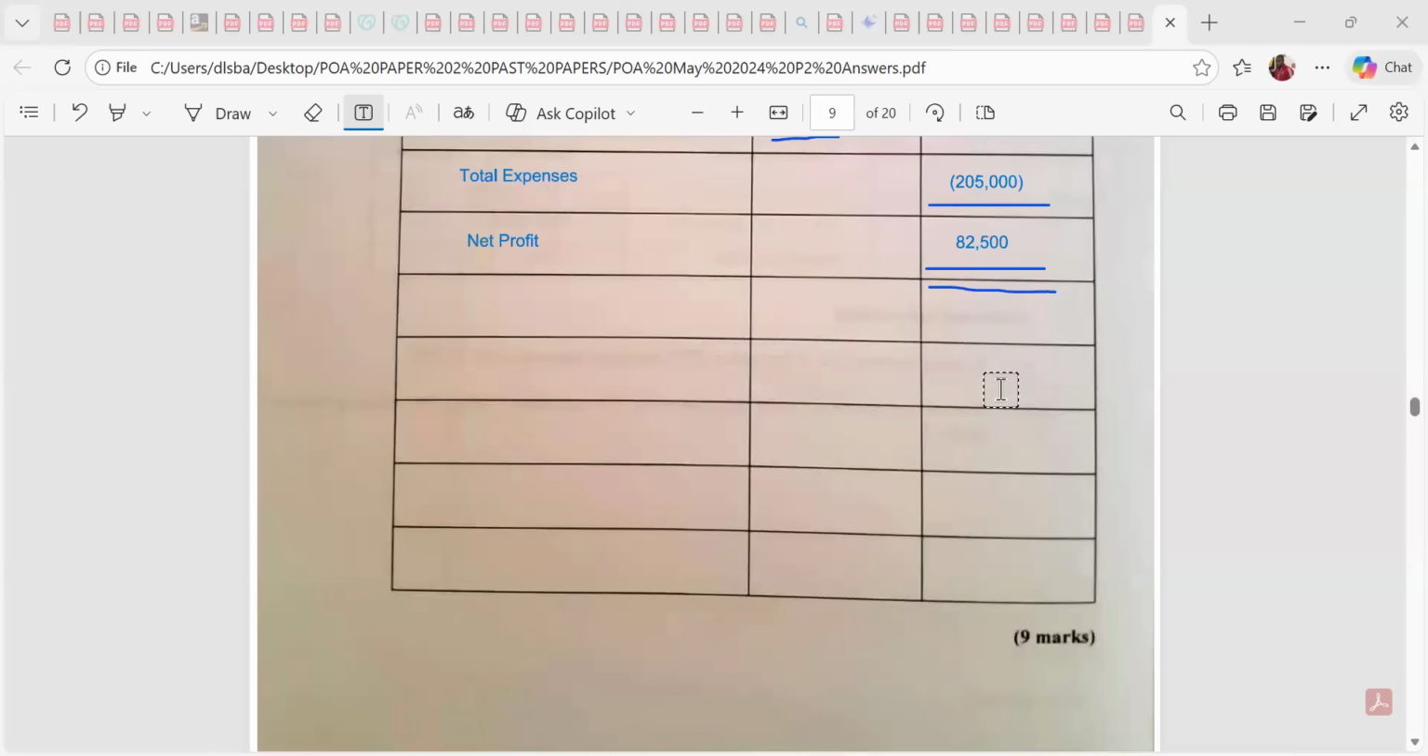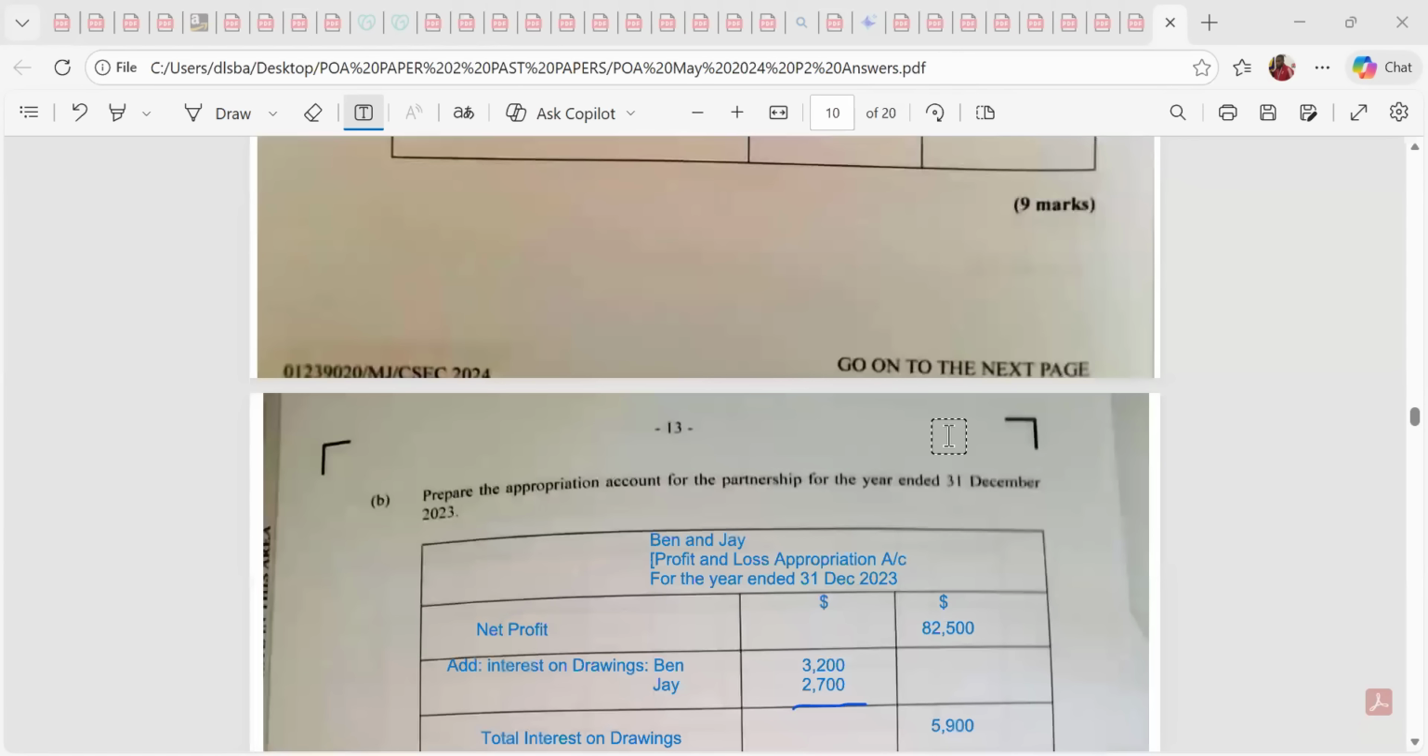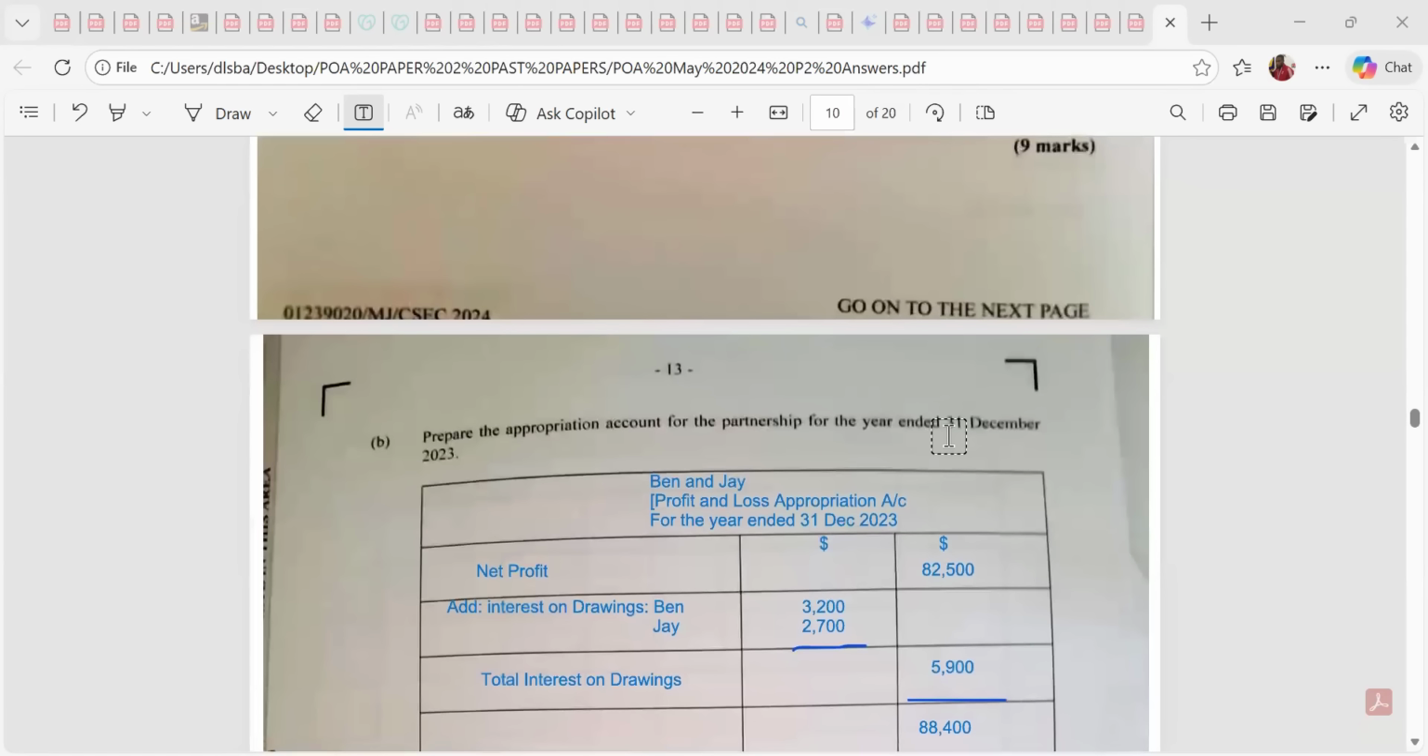Now the next part is probably the appropriation account. So that whole thing was 9 marks. Then they asked us to prepare the appropriation account for the partnership. If a partnership question comes, and you have to do the appropriation account, all appropriation accounts, company accounts, partnership, we all start with net profit. In the partnership, you have 3 adjustments to make. Only 3.